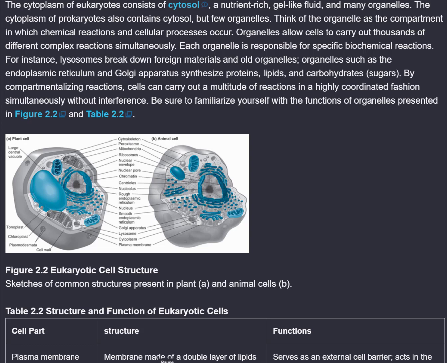Think of the organelle as the compartment in which chemical reactions and cellular processes occur. Organelles allow cells to carry out thousands of different complex reactions simultaneously. Each organelle is responsible for specific biochemical reactions. For instance, lysosomes break down foreign materials and old organelles. Organelles such as the endoplasmic reticulum and Golgi apparatus synthesize proteins, lipids, and carbohydrates, sugars. By compartmentalizing reactions, cells can carry out a multitude of reactions in a highly coordinated fashion simultaneously without interference.